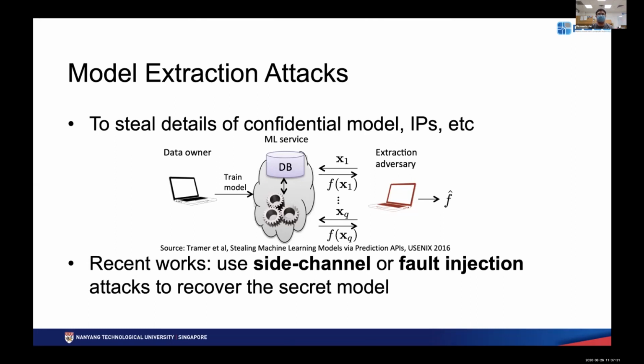In recent works, people have been proposing to steal the model using either side channel or fault injection attacks to recover the model. So in this work, we will give a survey, or basically a summary, of the latest state of the art of these attacks.